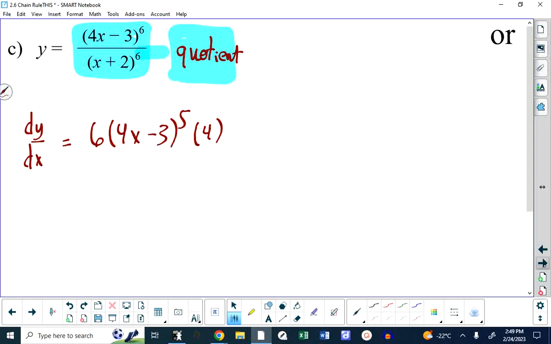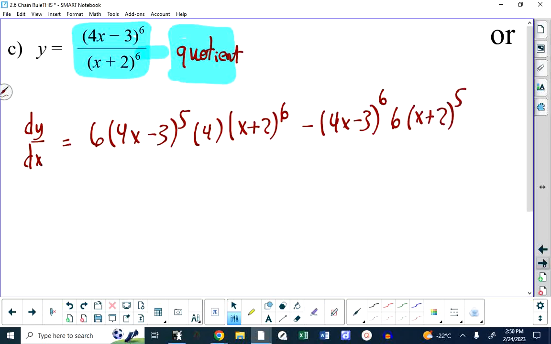That's the derivative of the top, times the bottom, which is (x plus 2) to the 6, minus the top, which is (4x minus 3) to the 6, times the derivative of the bottom.